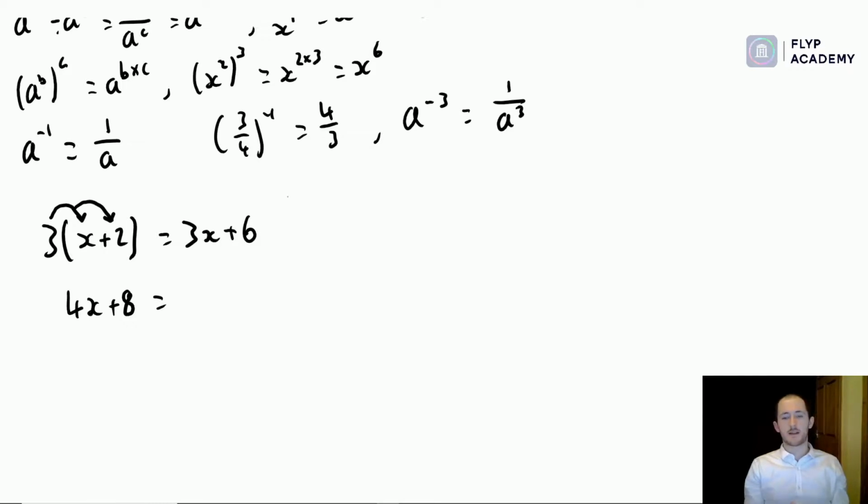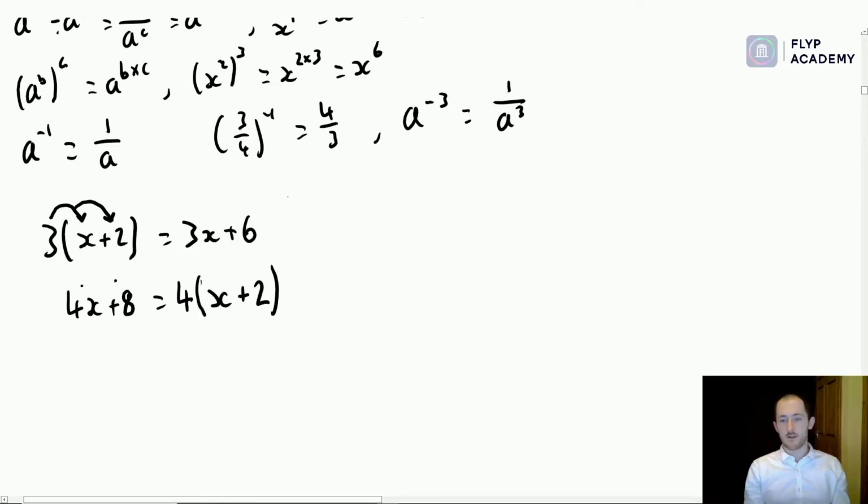What I need to ask myself is, what is the biggest thing I can take out of 4 and 8? So what is the biggest factor? Well, they're both in the 2 times table, but they're also both in the 4 times table. So I write 4 on the outside, that's my highest common factor. Then I open bracket and I divide both of these things by 4. 4x divided by 4 will give me x, because remember we don't write the 1. 8 divided by 4 would give me 2.